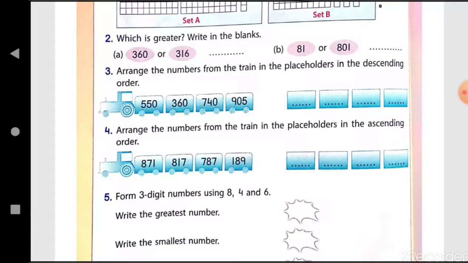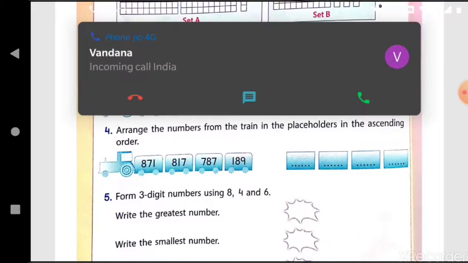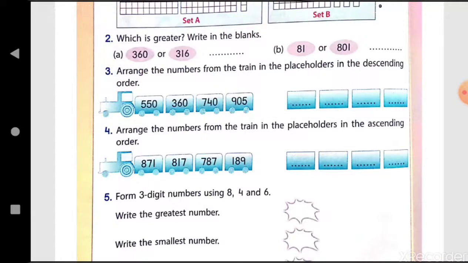the digits at hundreds place are 5, 3, 7 and 9. So therefore the digit 9 is greatest. Therefore the number 905 would be the first number. The next would be 740. The next would be 550 and last number would be 360.